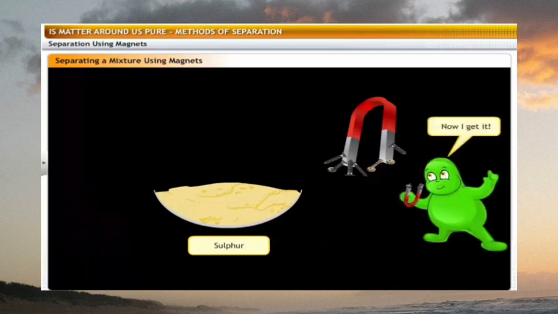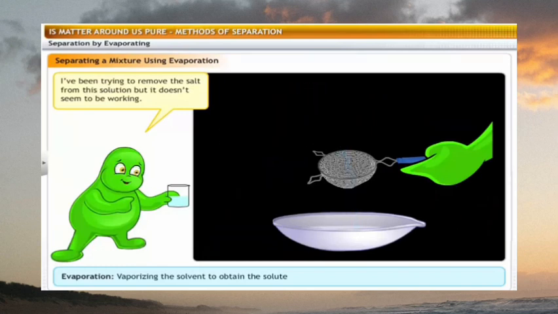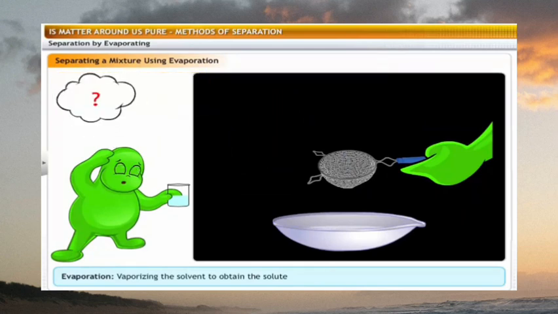Now I get it. I've been trying to remove the salt from the solution, but it doesn't seem to be working. You can separate salt from a solution by evaporating the water from the solution. Evaporation is the process in which a dissolved solid substance is obtained from a solution by allowing the solvent to vaporize. Let's take a look at this process through a demonstration.